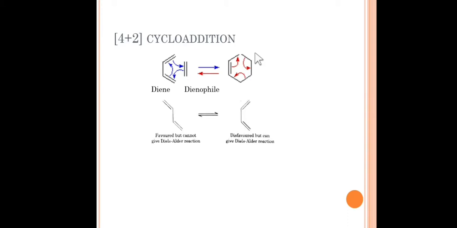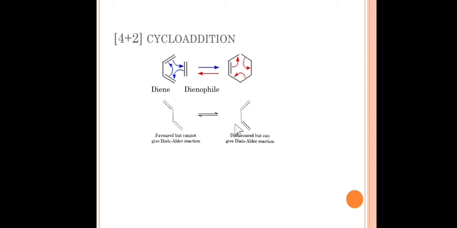So friends, let's see what the diene part looks like. As you know, if these two double bonds are trans to each other, it is more favorable, but it cannot give us the Diels-Alder reaction because of its orientation. So this one which has the cis double bond is disfavored or less stable than the previous one, but this type of orientation or this type of diene will always give us a Diels-Alder reaction.